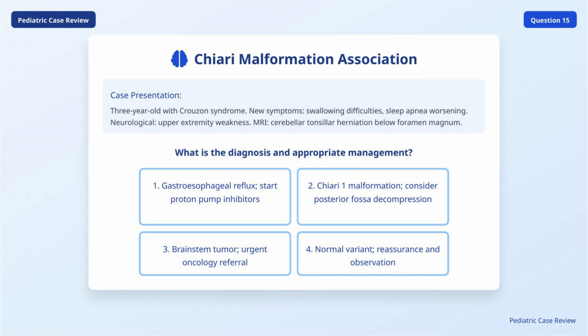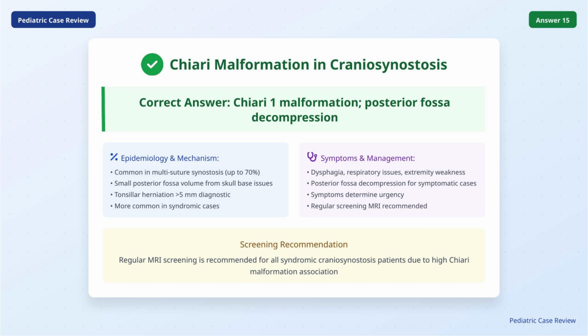Option 1. Gastroesophageal reflux. Start proton pump inhibitors. Option 2. Chiari-1 malformation. Consider posterior fossa decompression. Option 3. Brainstem tumor. Urgent oncology referral. Option 4. Normal variant. Reassurance and observation. The correct answer is Chiari-1 malformation requiring consideration of posterior fossa decompression.